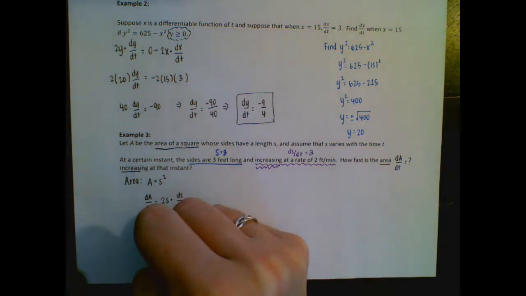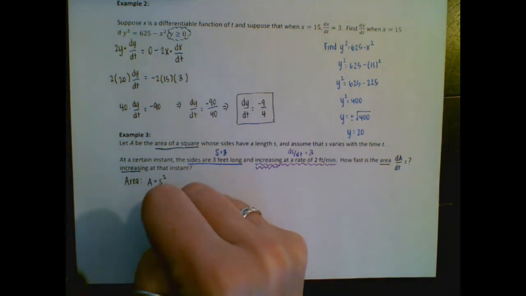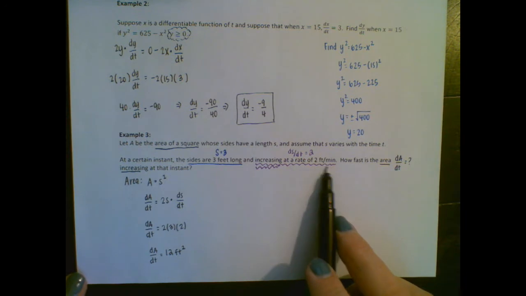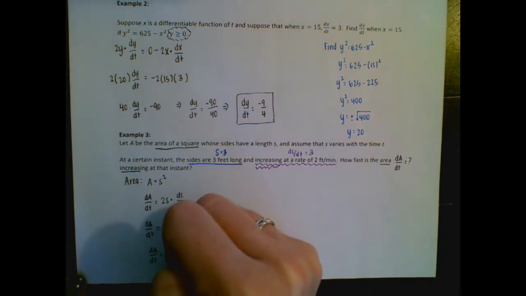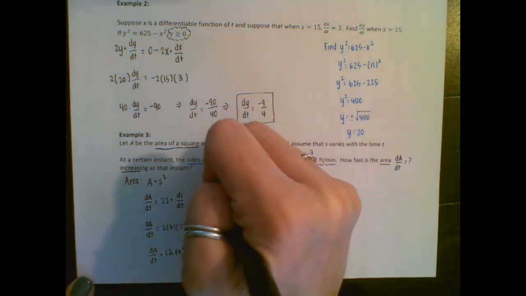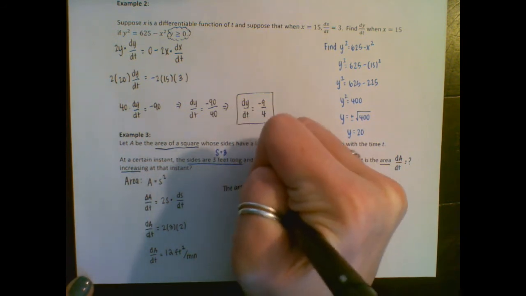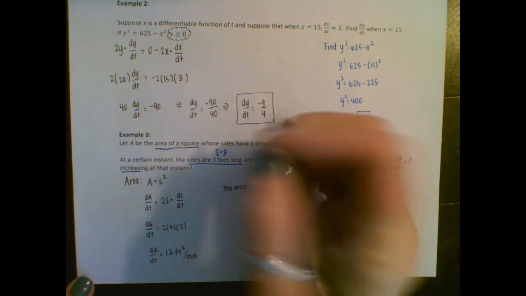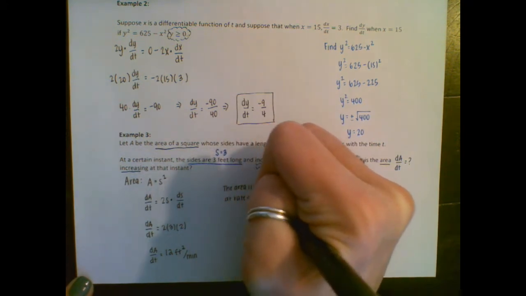So I'm going to say, okay, 12, my units are here feet squared. But since we're talking about a rate of change, I'm going to also have to include the unit of time as well. So my dA dt is actually 12 feet squared per minute. So if I want to write it out in a sentence, the area is increasing at a rate of 12 feet squared per minute.